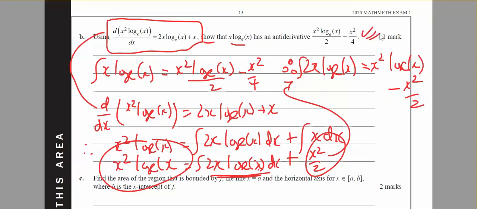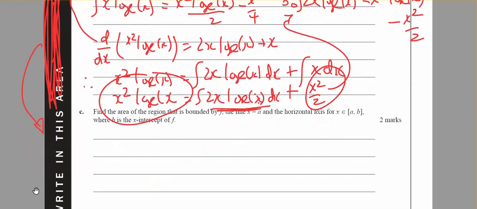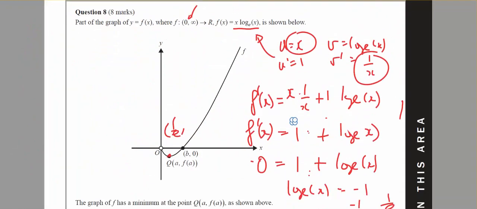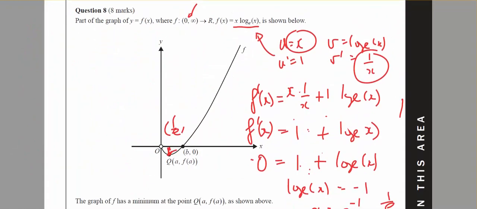Beautiful. Why did I do all this? So that I can use it in the next part of the question, which is find the area of the region that is bound by f, the line x equals A, and the horizontal axis, between A and B. So we're looking for that area there between A and B on the x-axis. And I know that A is 1 on e, and I need to find B, and that's when this equals 0.